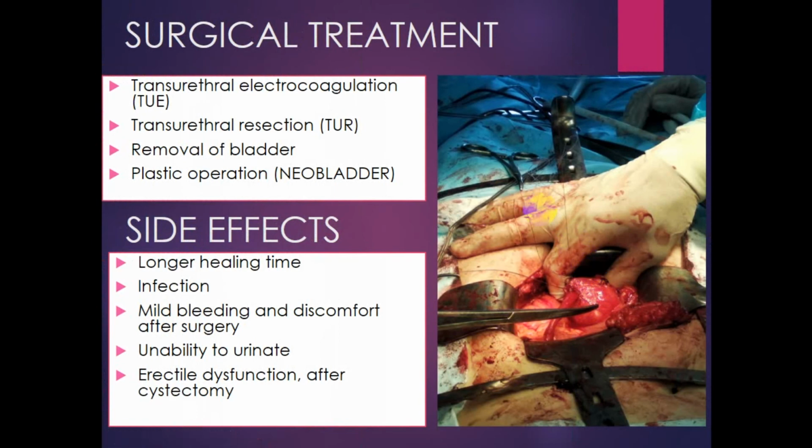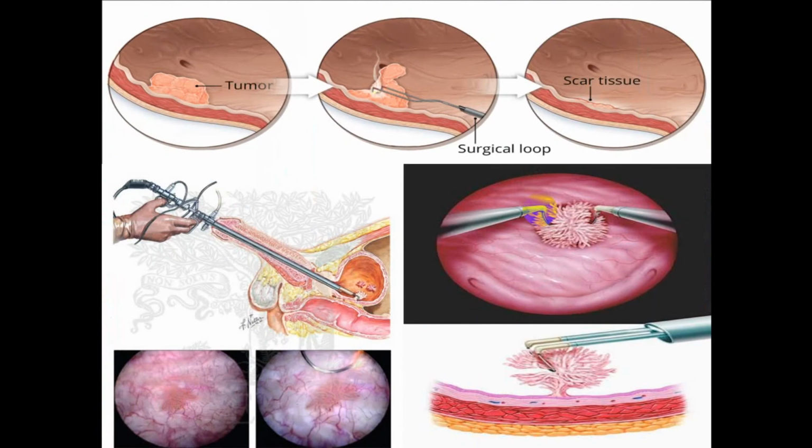Surgical treatment. It may include transurethral electrocoagulation, transurethral resection of the tumor, removal of bladder altogether if the tumor is large and bladder can't be functional, and plastic operation. Doctors make a new bladder, and the operation is neobladder. Side effects of such surgical treatment may be different too. It's longer healing time, infections, mild bleeding and discomfort after surgery, inability to urinate, erectile dysfunction in men, or often after cystectomy. Also, operation can be open or laparoscopic.